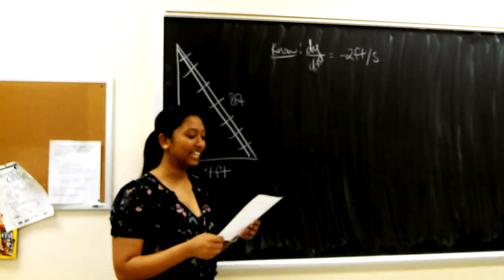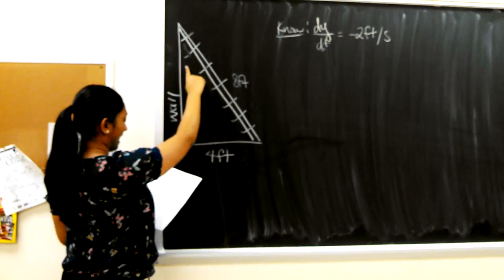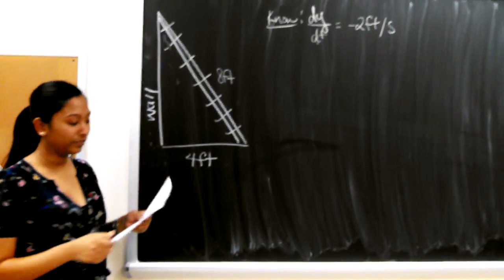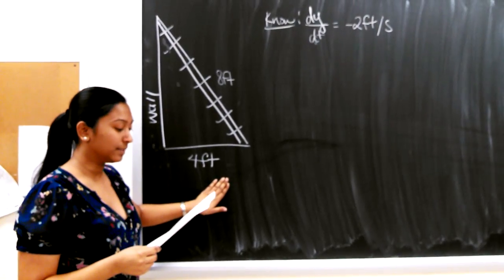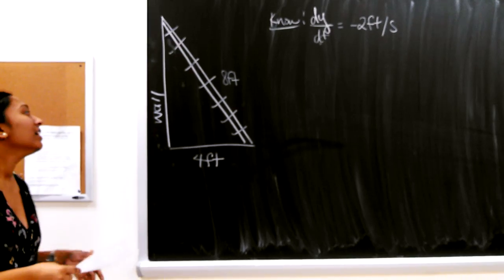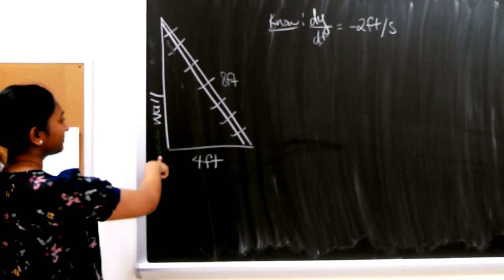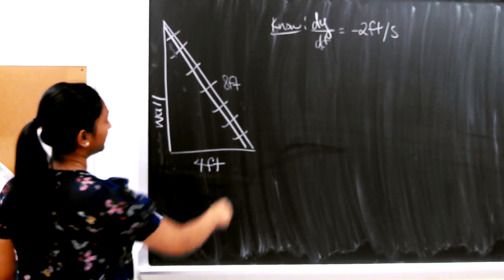If the ladder is leaning against the wall, the top of the ladder is sliding down the wall at the rate of 2 feet per second. How fast is the bottom of the ladder moving along the ground at the point in time when the bottom of the ladder is 4 feet from the wall? So this is our wall. This is our 8-foot ladder, and this is the distance from the wall to the ladder.